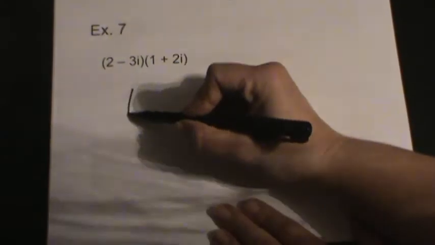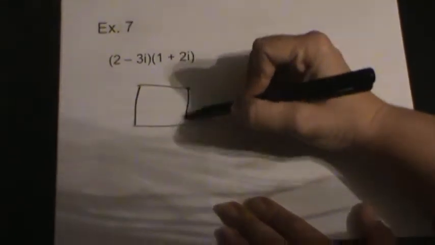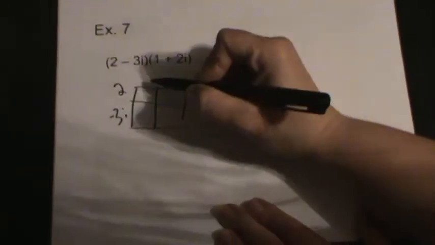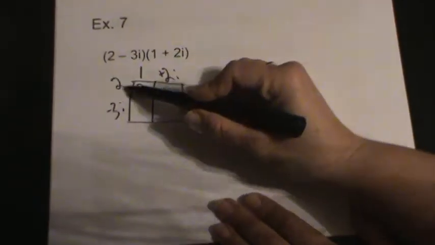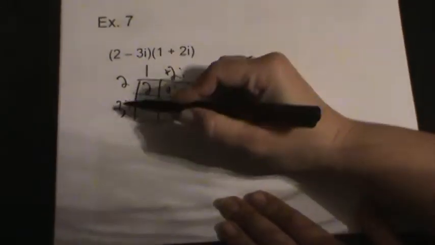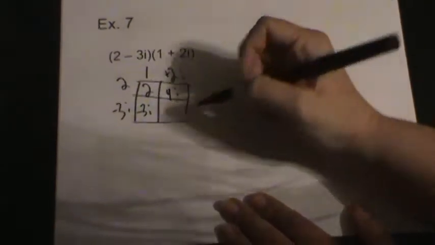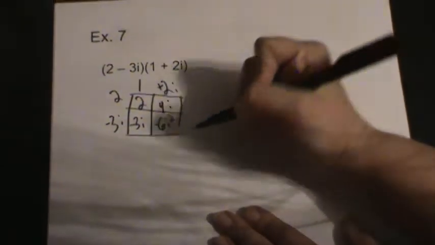Next problem. 2 minus 3i times 1 plus 2i. Again, you treat this just like they're polynomials, they have variables. So when we have a problem like this, we know we have to box it out. So we got a 2 by 2 box. We have a 2, a minus 3i, a 1, a plus 2i. So 2 times 1 would be 2. 2 times 2i would be 4i. Negative 3i times 1 would be negative 3i. And negative 3i times 2i would give us negative 6i squared.